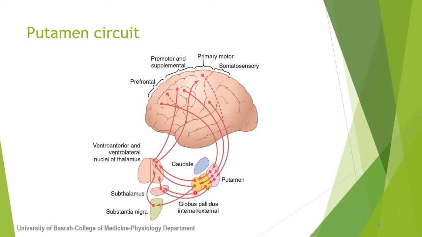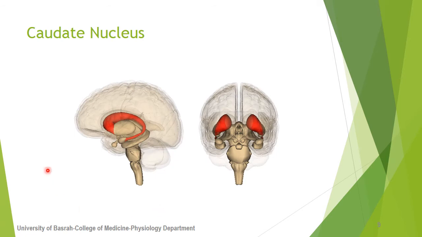We say that we have other circuits within the basal ganglia. We can have a connection between the putamen, the globus pallidus, and then to the substantia nigra and to the subthalamic nucleus. This is another connection and other circuits within the basal ganglia. But here we focus on the putamen circuits, which pass through the globus pallidus and then to the thalamus. This is the first circuit. The second circuit, we will mention the two circuits and then talk in detail about the function of basal ganglia and these two circuits.